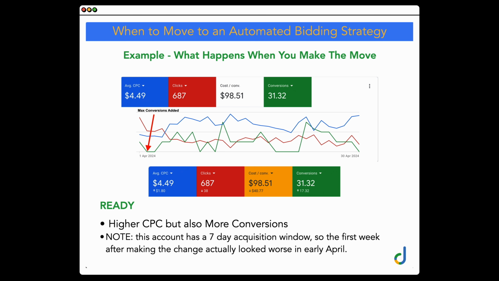And then the other thing to note too is that this account actually had a 7-day acquisition window. So this period in here actually looked a lot worse in real time at the start of April. So that's a perfect example to show you that when you do add in that Maximise conversion bidding strategy, performance will go down, CPC will go up, but what you really want to be focusing on is wait till after 30 days and really do this 30-day average to 30-day comparison to see what's happened with your conversions and your acquisition costs.